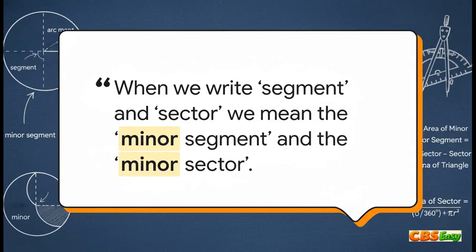Okay, exam alert. This is a big one. If a question just says, find the area of the sector, or find the area of the segment, it is always talking about the minor one, the smaller piece. Remembering this little rule can save you from a really common and costly mistake.